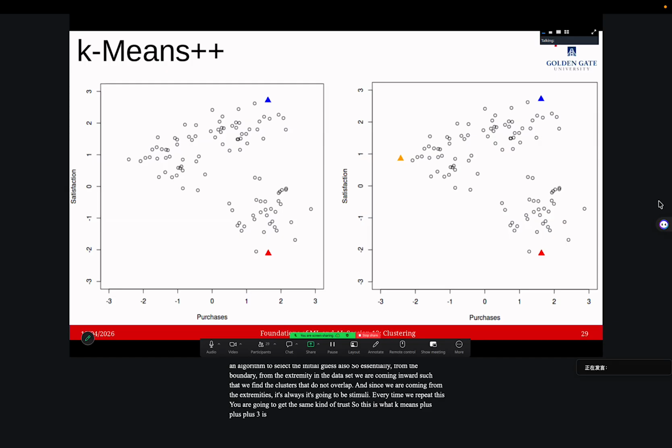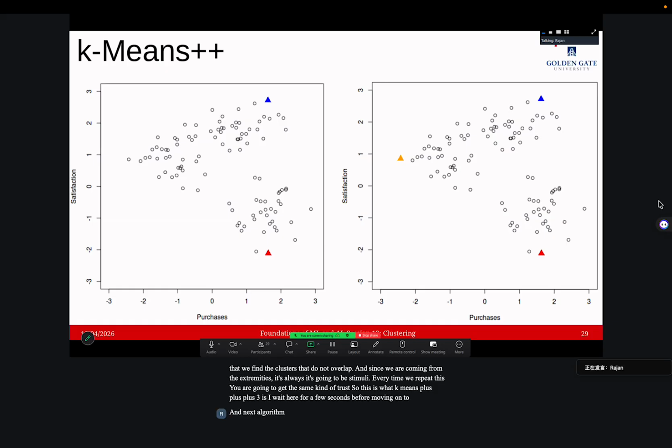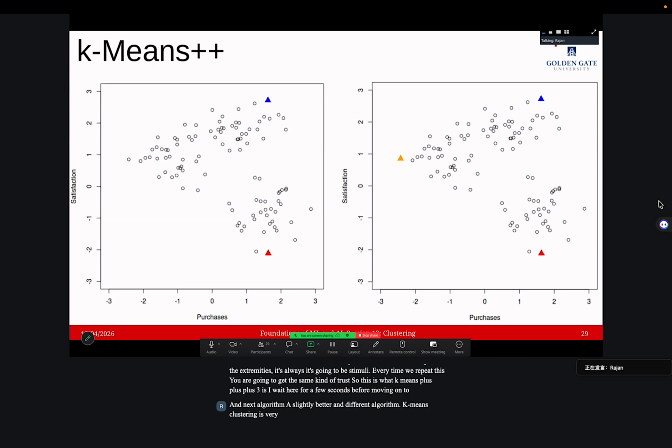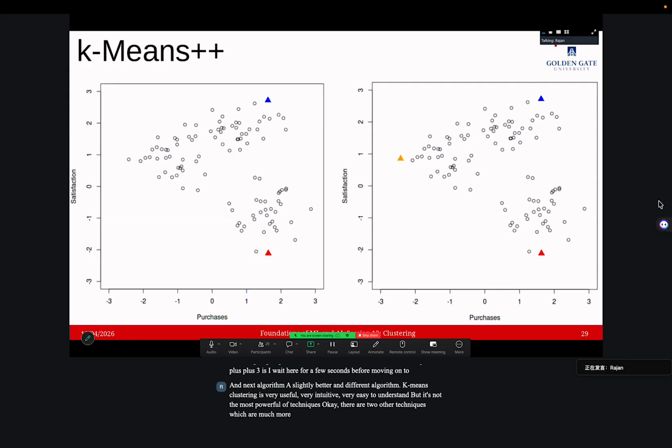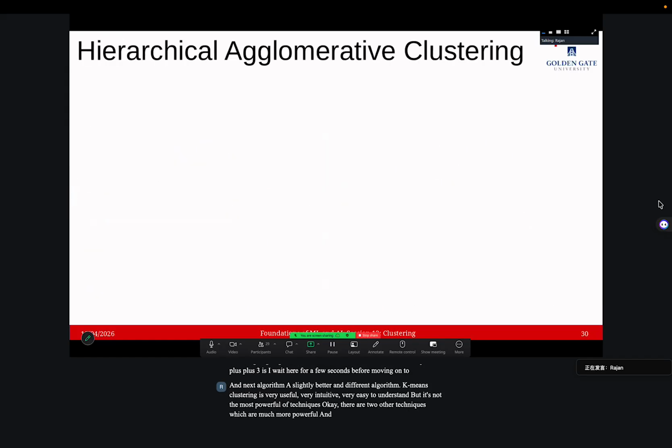Okay. I'll wait here for a few seconds before moving on to the next algorithm, a slightly better and different algorithm. K-means clustering is very useful, very intuitive, very easy to understand, but it's not the most powerful of techniques. There are two other techniques which are much more powerful, and one of them is called hierarchical agglomerative clustering.